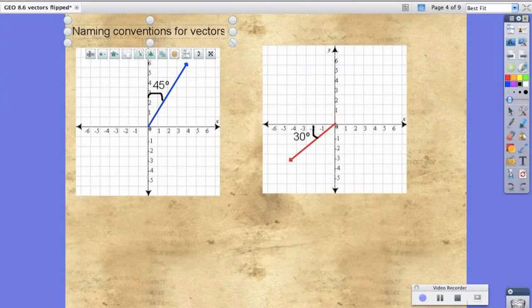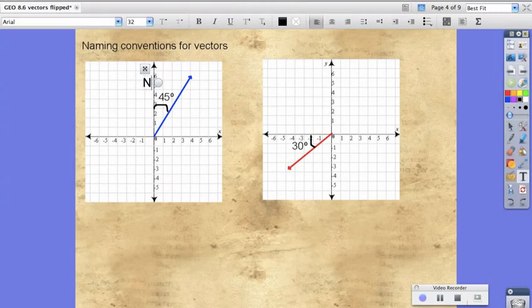So, the naming convention for vectors will usually work in the following manner. We have our north, east, south, and of course west, all labeled here. And when we label these, we base them off where they start and where they're going and by what measure. So for this first example in blue, we're going 45 degrees east of north. That means we're initially going north, but we're going to go 45 degrees east of that.